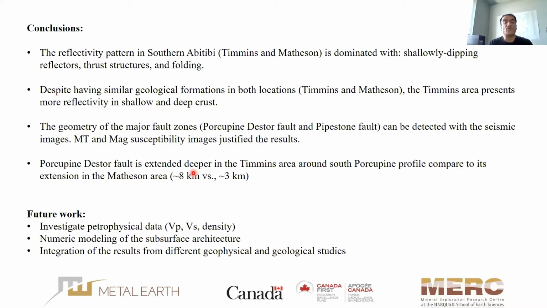And for future work, I would like to work on petrophysical data to better understand the reflectivity pattern in this area.